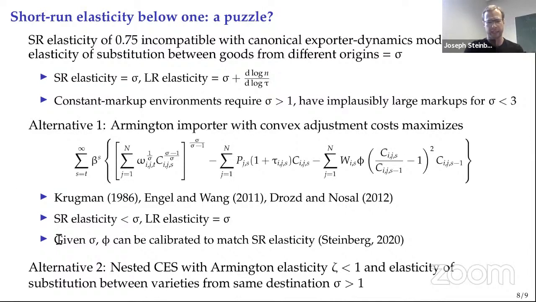Another, simpler alternative is that you can have an Armington elasticity of substitution between goods from different countries that's less than 1, and an elasticity of substitution between varieties of goods from the same country that's greater than 1. And that will also get you what you need.